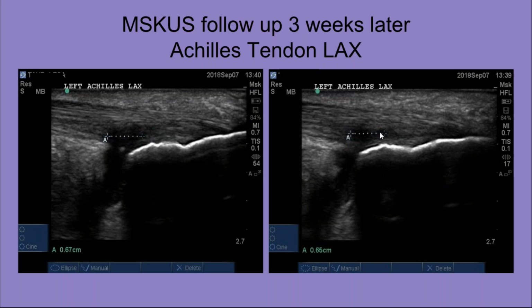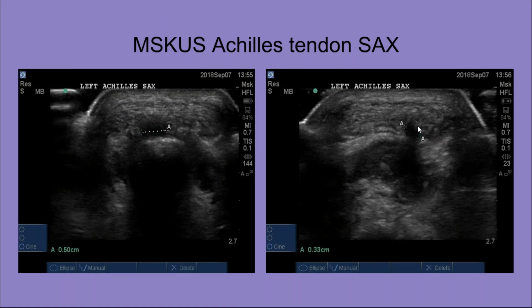This is just another view of that long axis view. And then on short axis, you could see that things are starting to come together there. The tear is a lot smaller. Still some fluid accumulation, but definitely a lot less than that scan that I did 3 weeks prior.